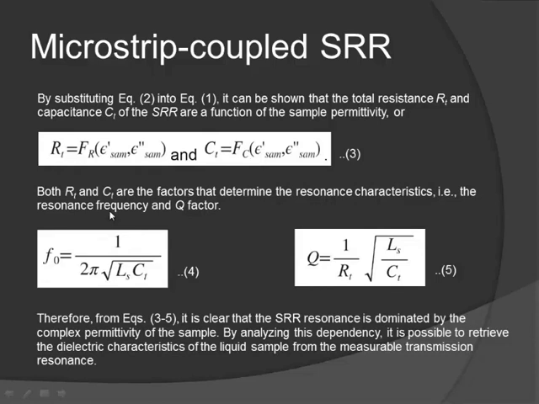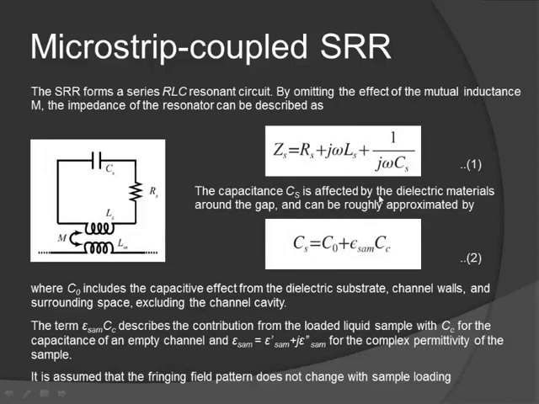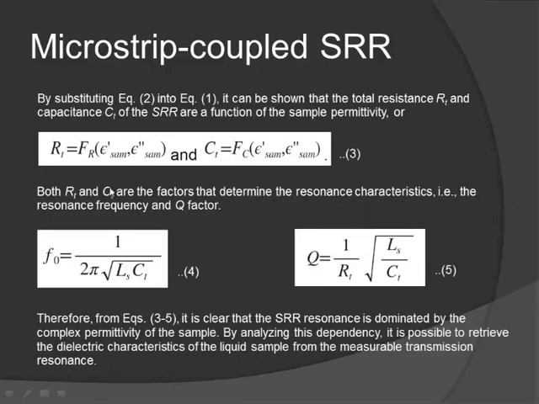If we rewrite the parts RT and CT to find R total and C total, we will find that both are equations that are a function of the dielectric of the sample. So if we try to find the resonance frequency of the SRR, we will find that it can be calculated from both functions.